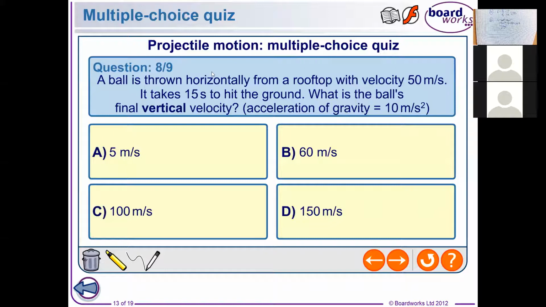Number 8, a ball is thrown horizontally from the roof with a velocity of 50 meters per second. So that's the horizontal component of velocity. It takes 15 seconds to hit the ground. What is the ball's final vertical velocity? So we're ignoring the horizontal velocity and taking just the vertical velocity. We can take acceleration to be 10 meters per second squared if you wish. So how do we calculate this one?